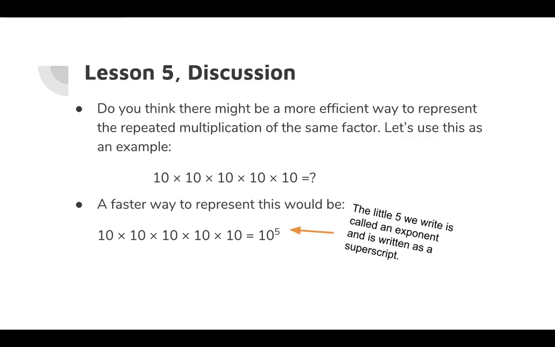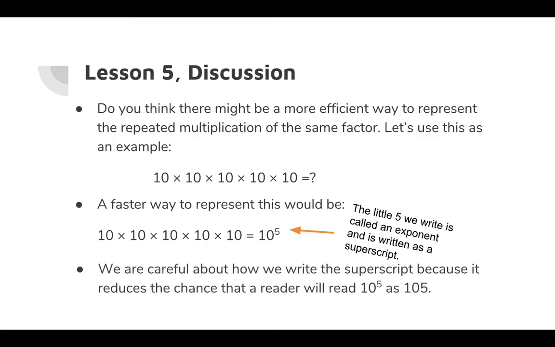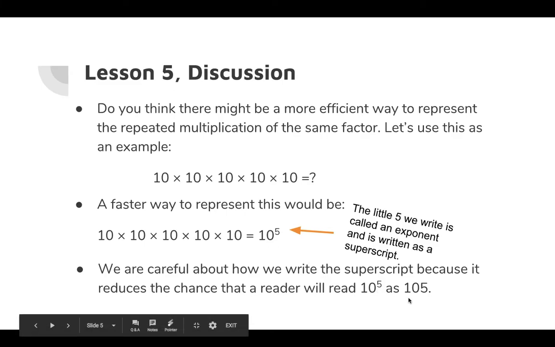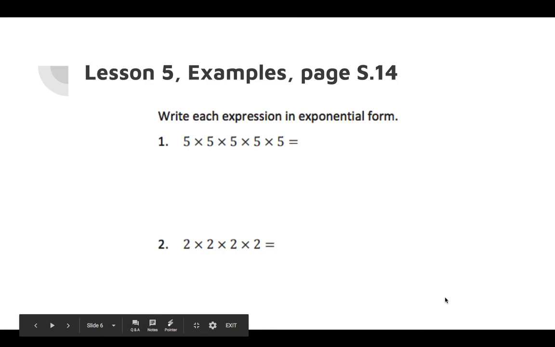Okay. They call it a superscript. Okay, the little 5 we write is called an exponent and is written as a superscript. We're careful about how we write the superscript because it reduces the chance that a reader will read 10 to the power of 5 as 105. So you can see how that could happen, right?